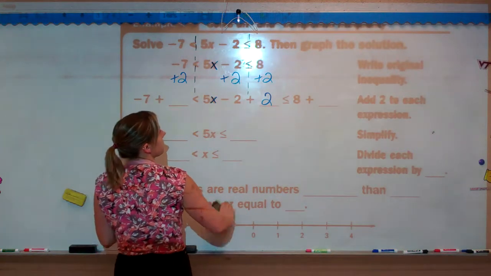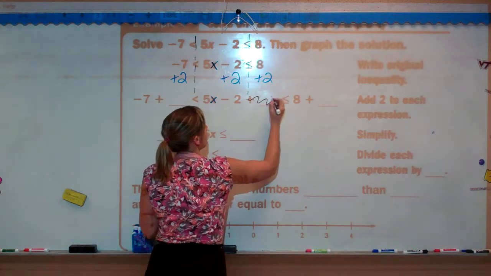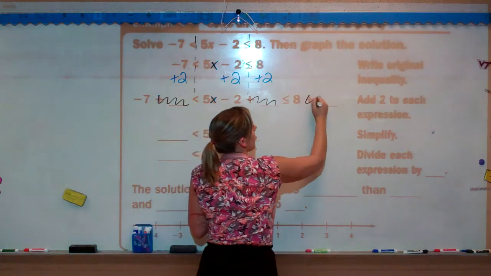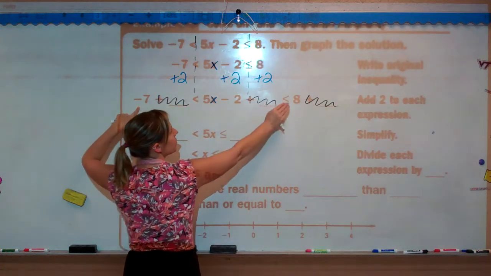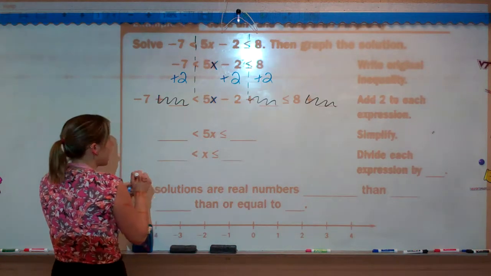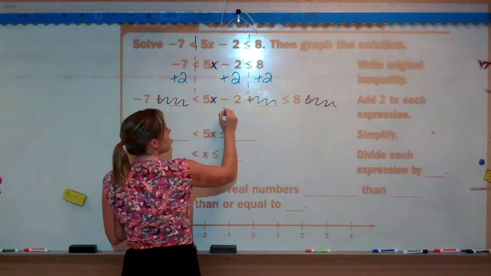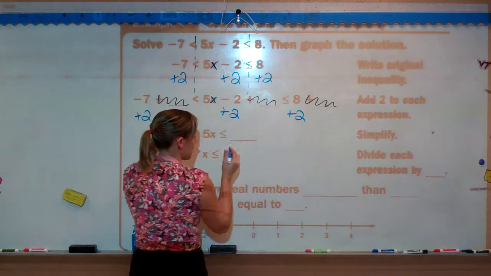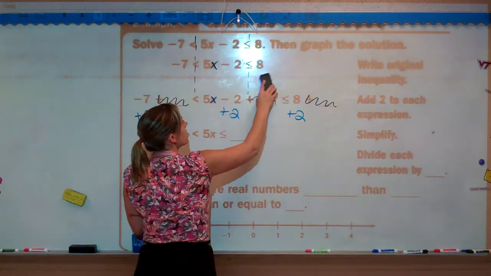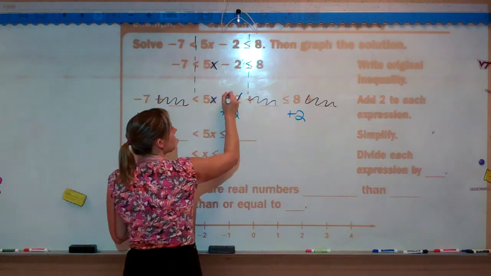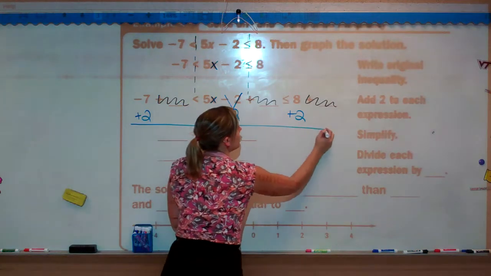I would rather do something like this, like pretend that these aren't here. So it just looks like -7 is less than 5x minus 2, which is less than or equal to 8. And so again, I would just say plus 2 underneath them instead, okay? Because for me, it's just easier to see that way. Because then I can see that this cancels out, and then I can combine those 2 to get my new numbers.